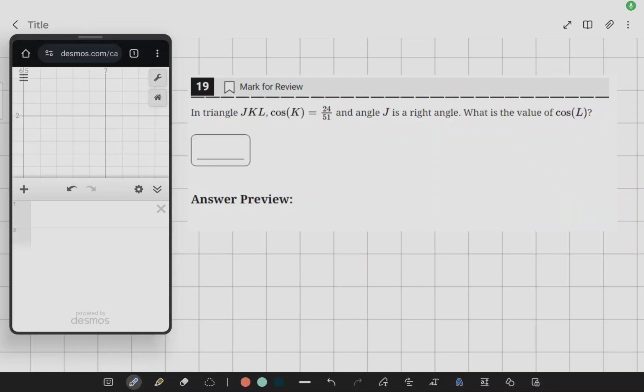Angle JKL, cosine of K equals 24 over 51, and angle J is a right angle. What is the value of cosine of L? So first we are going to draw out our diagram.